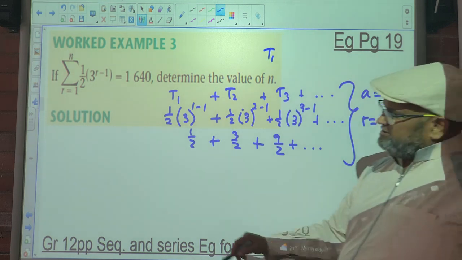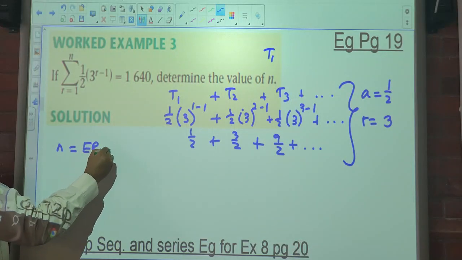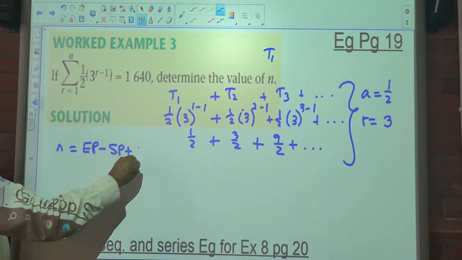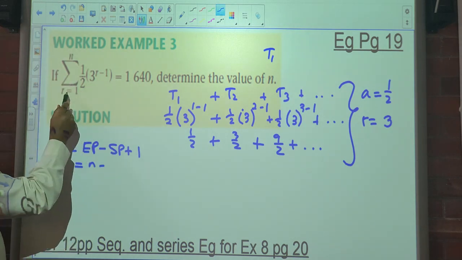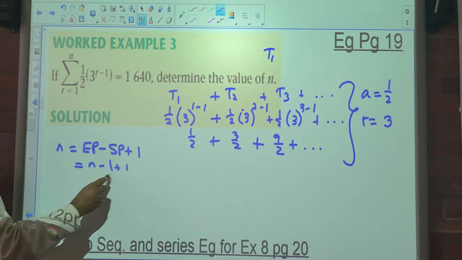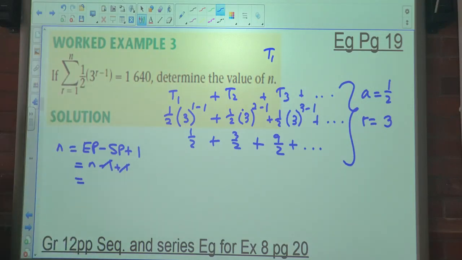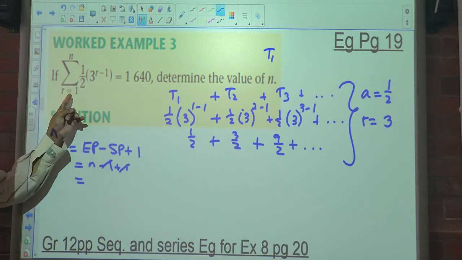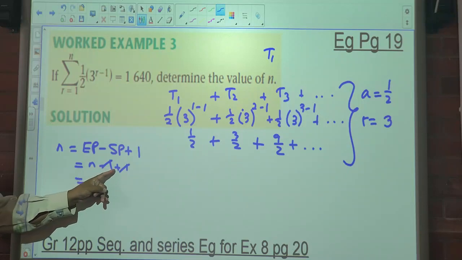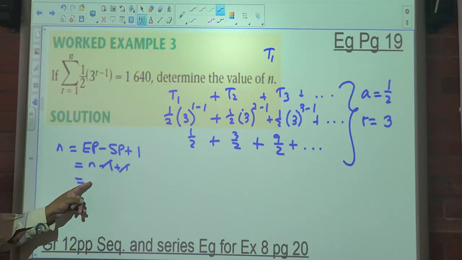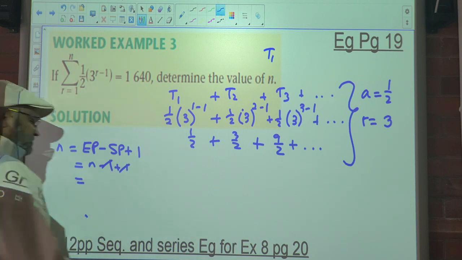How many terms are here? How do you work out the number of terms? You say the end point minus starting point plus 1. What's the end point value? n minus starting point 1 plus 1. So in other words, the number of terms in the sequence is actually n as well. However, if you had started at r is 2, then it would have been n minus 2 plus 1. So the number of terms would have been n minus 1. You understand? So just play around with that.